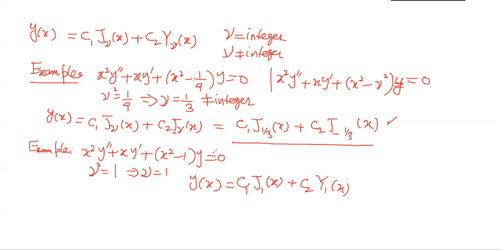Okay, so with this in mind, we can introduce some sophistications or complications, you can say. What if, maybe I can use the next slide. Okay, what if the equation given is not exactly like the general equation? So for example, the general equation is x square y double prime plus x y prime plus x square minus nu square y. So this is the general equation.